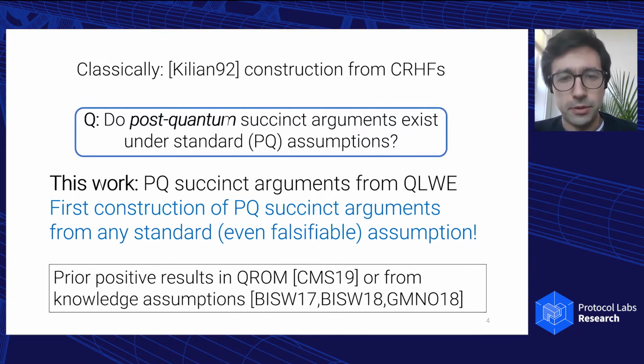So there are some prior positive results in this line of work, but they make non-standard, non-falsifiable assumptions. There is a similar result in the quantum random oracle model, which is an idealized model, the quantum version of the ideal random oracle model. Or you can also get them from lattice-based knowledge assumptions, but these are non-falsifiable and a bit shaky.